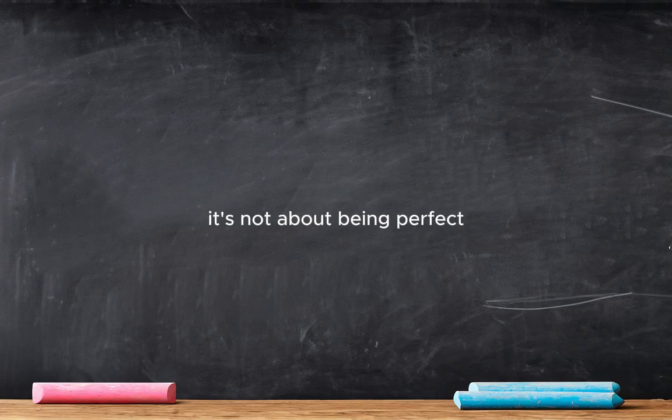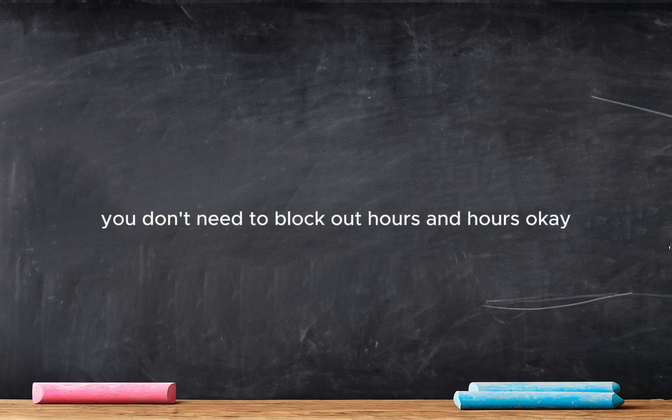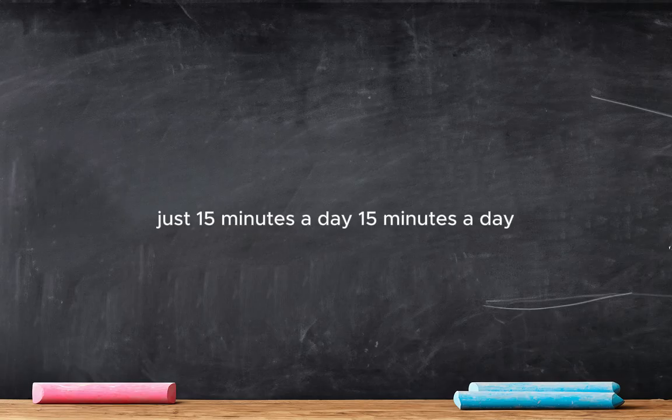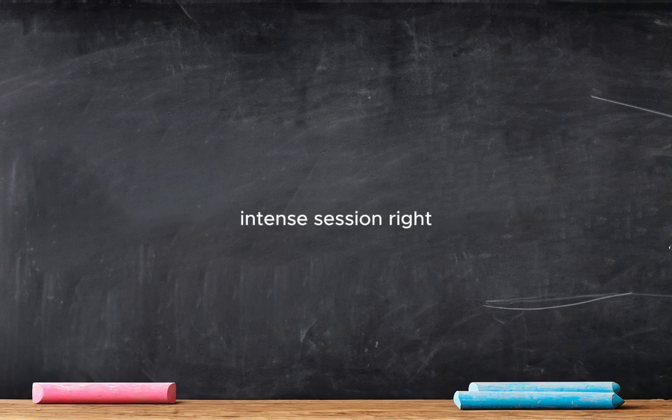It's not about being perfect. No, not at all. It's about consistency. It's about just chipping away at it, little by little, every day. Even if it's just for 15 minutes. You don't need to block out hours and hours. Just 15 minutes a day can make a big difference. It's like exercising a muscle. Regular, consistent workouts will get you better results than one big, intense session. So it's like a marathon. Exactly. It's a marathon, not a sprint. So it's about building those habits, making it sustainable.